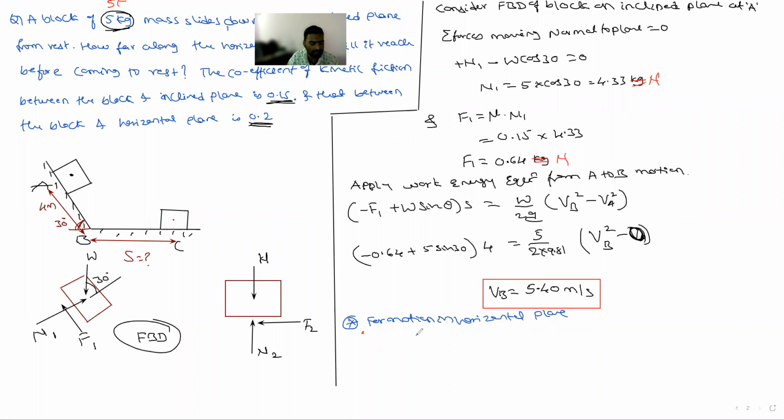Horizontal plane. So consider the FBD of the block in figure B. Now, what is the initial velocity? This is very important. Initial velocity is 5.4 meter per second, so I will take this as VB. Correct? Next, what is the final velocity? Final velocity is equal to 0, that is, the velocity at C.